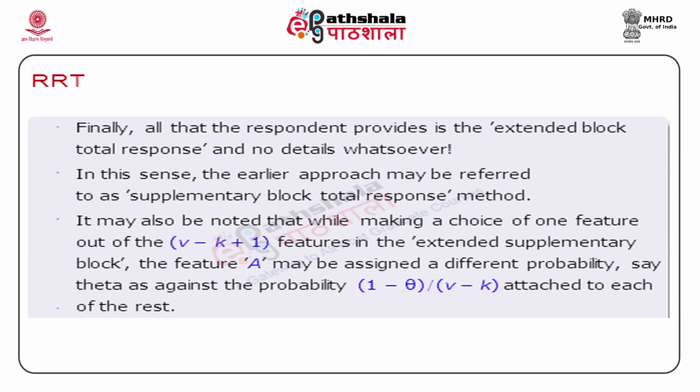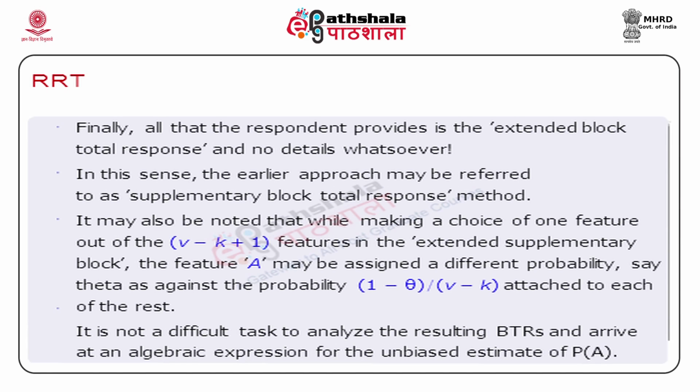There are V minus k plus 1 in that extended set. So, out of that, for the feature A, I assign a probability theta for selection. For the remaining, 1 minus theta over V minus k, equal probability to the rest. And eventually I am making a selection of 1 out of them, that along with k makes k plus 1, and my block total response is based on k plus 1. That is the idea. It is not a difficult task to analyze the data resulting out of these BTRs and arrive at an algebraic expression for an unbiased estimate of PA.